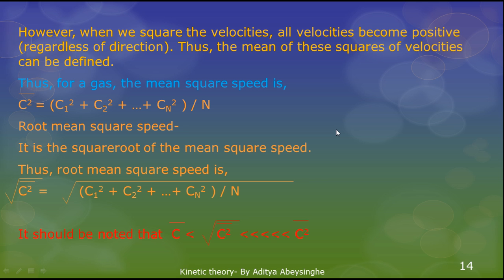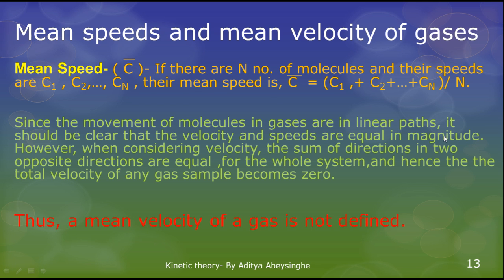So we define not the mean velocity of a gas, but the mean square speed, or the mean square velocity, of a gas. The mean square speed is the algebraic sum of the squares of the velocities of the molecules inside a gas divided by the number of molecules. This is actually the same thing we learned here. The only difference is that now we don't add the total velocities here.